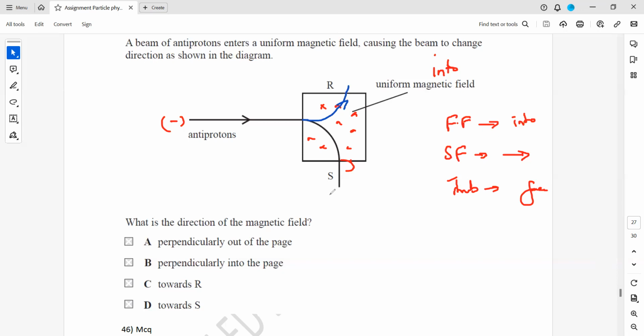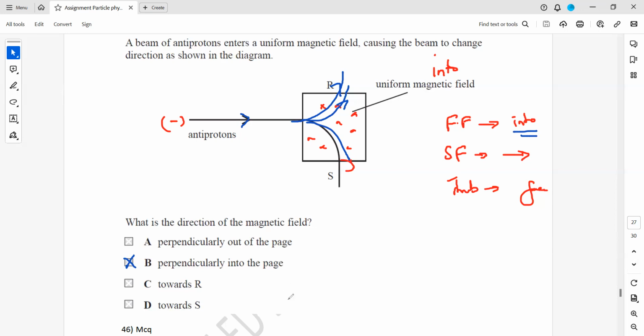So this is correct, because the left hand rule is for the positive particle. If it's a negative particle, it will move opposite to the positive particle. So first, if we consider a proton, it will go up. But because this is an anti-proton, it will go in the opposite direction. So when we apply the magnetic field is into the page, we get the same result. It shows that the magnetic field is into, because if the magnetic field is into, the proton will deflect towards the top of the page.